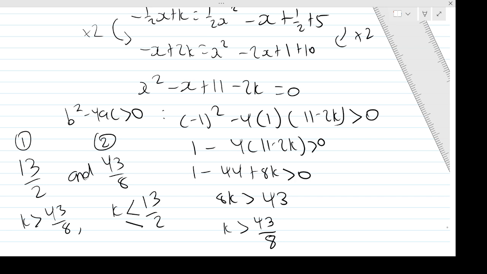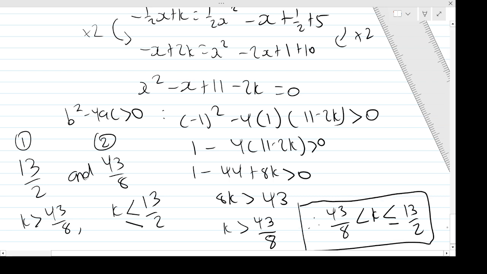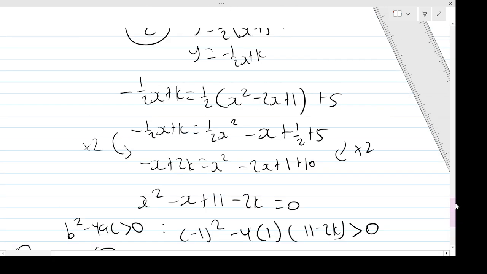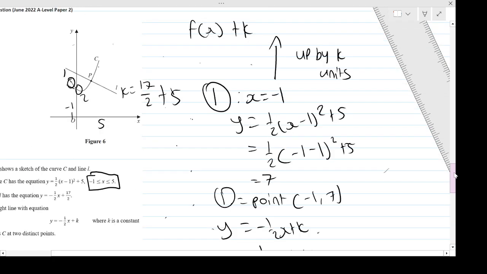So if we put that together, where k is greater than 43 over 8, therefore 43 over 8 is less than k, but k is also less than or equal to 13 over 2. And that is your range of values. And there we are. So notice how most of the work there involved the discriminant, but that's a very, very hard question.